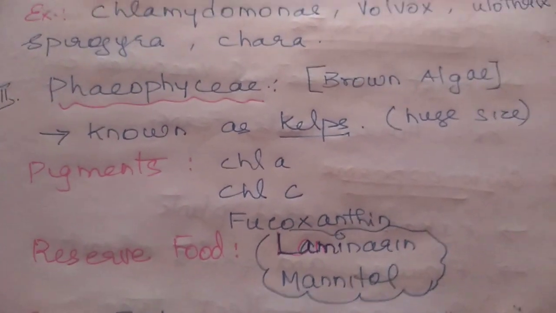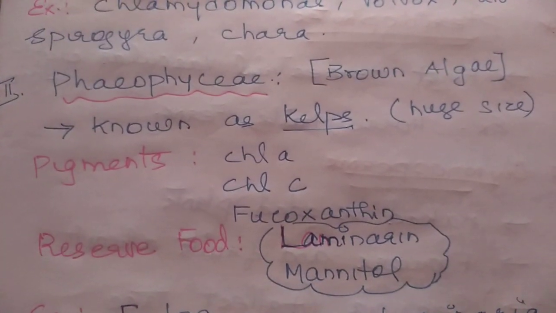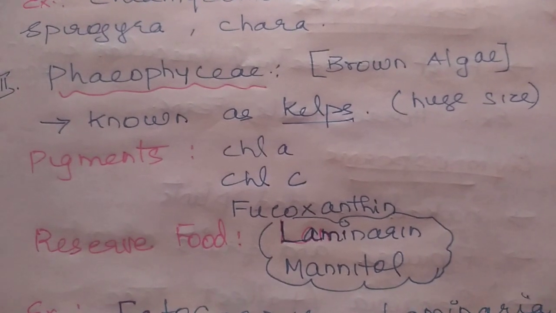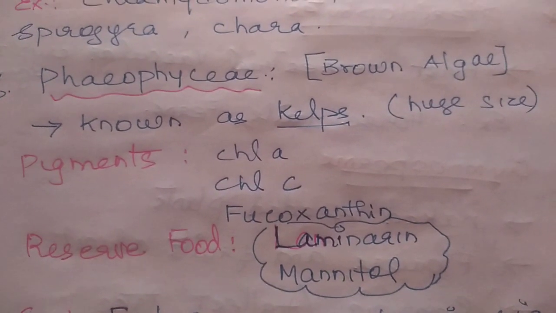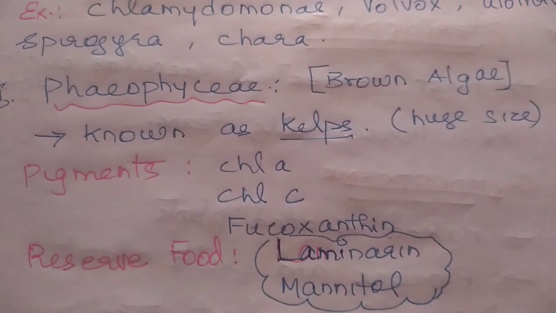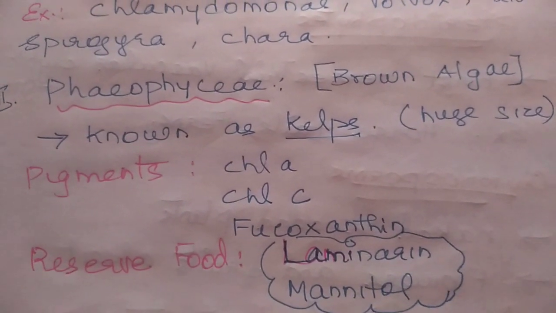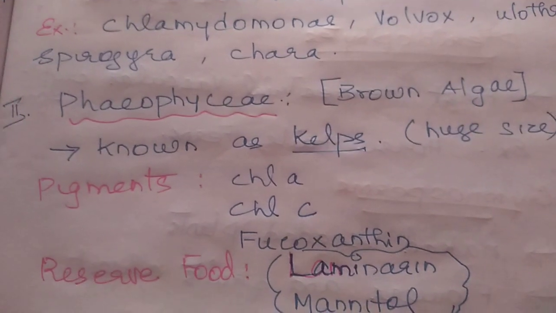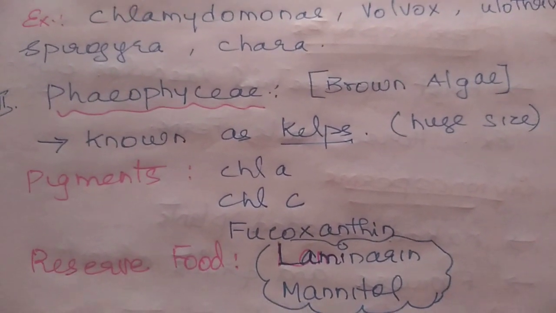Chlorophyll A and C. So the main pigment is fucoxanthin. So this is very important to remember. The reason the algae is brown in color is due to this special pigment, that is fucoxanthin. So what is the reserve food? Laminarin and mannitol is the reserve food.